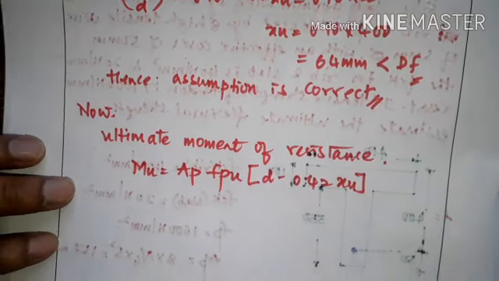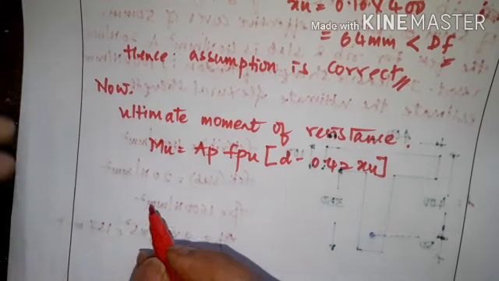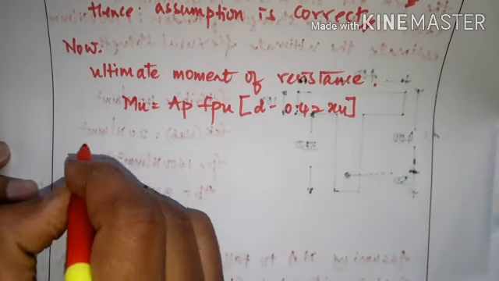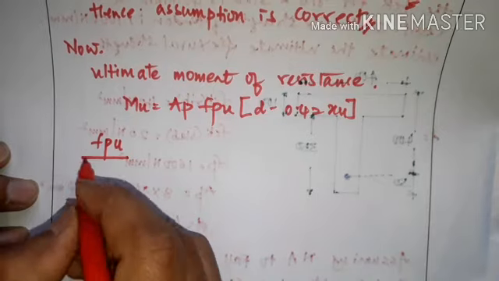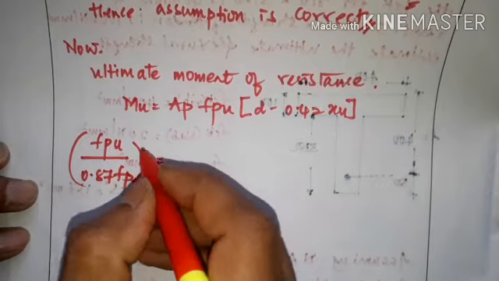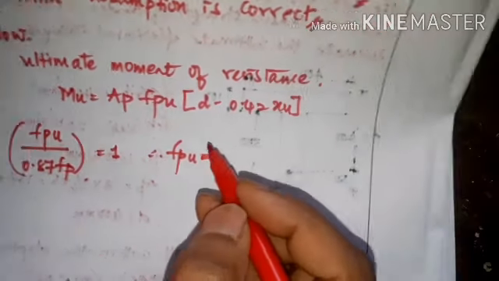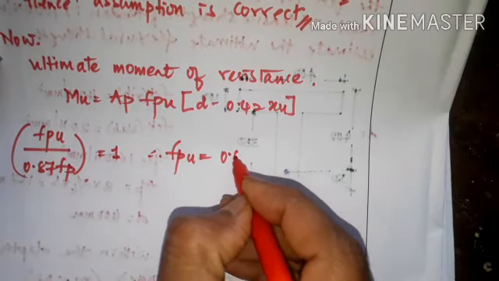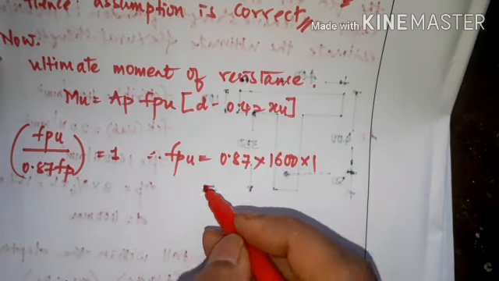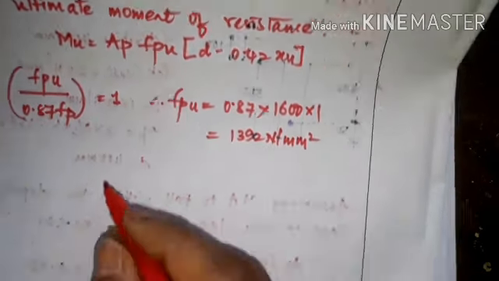Okay, so here again, by referring to table number 11, we have to find out the value of FPU. So how to get that? If you refer to table number 11, you will get this value like FPU divided by 0.87 FP, which is equal to 1. So therefore FPU is equal to 0.87 times FP, that is 1600 into 1. So we will get this value as 1392 Newton per mm square, and this value you have to substitute back in the formula for the calculation of Mu.